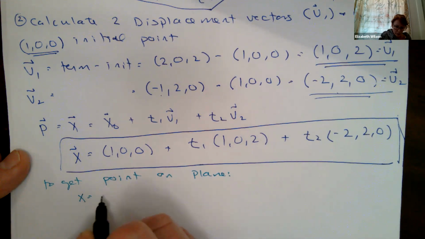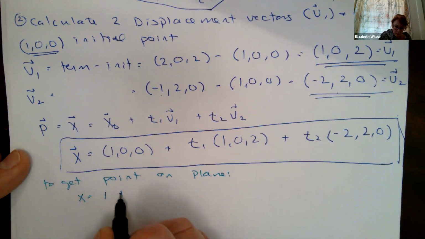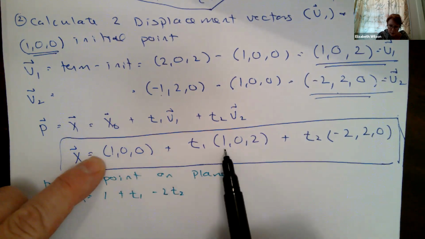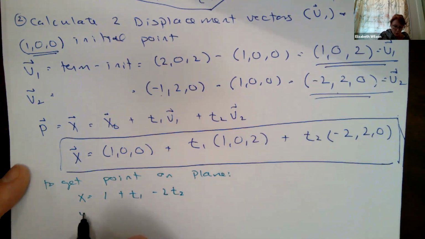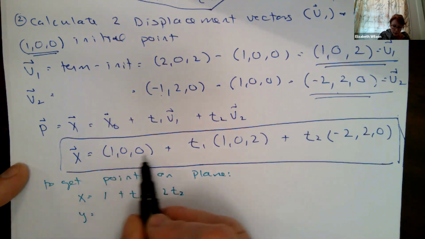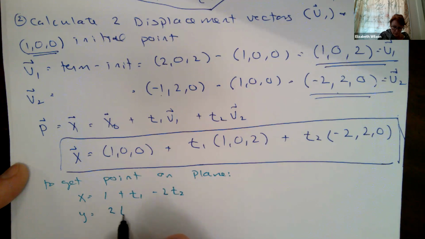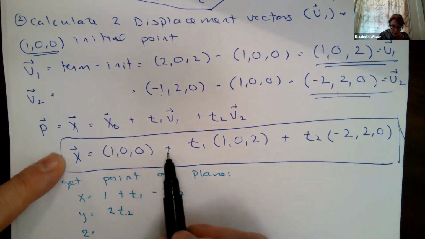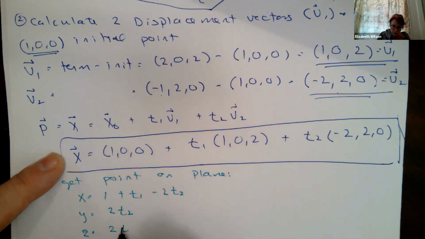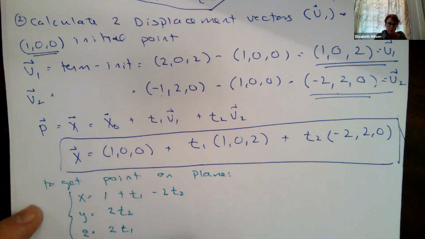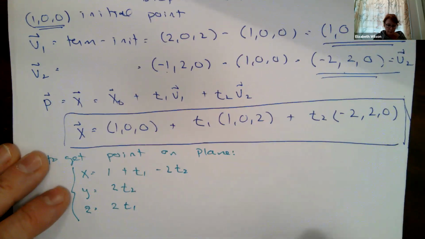So x is equal to 1 plus t1 minus 2 t2. All I did was take my x coordinates, okay? y equals 0 plus 0 times t1 plus 2 times t2. z equals 0 plus 2 t1 plus 0 times t2. So these here are going to help me generate a point on that plane, okay?